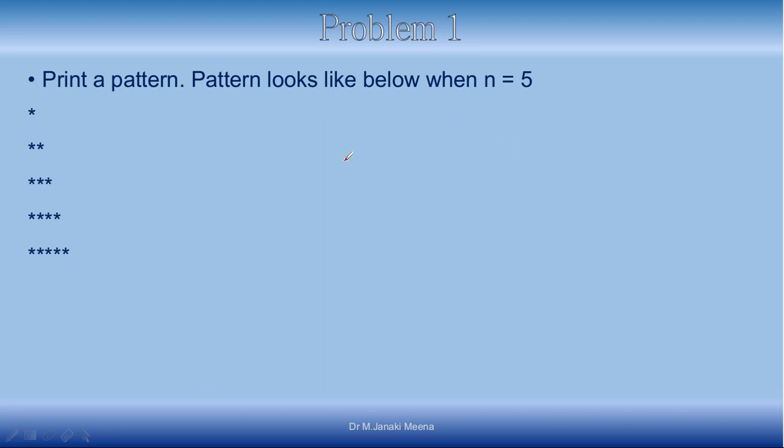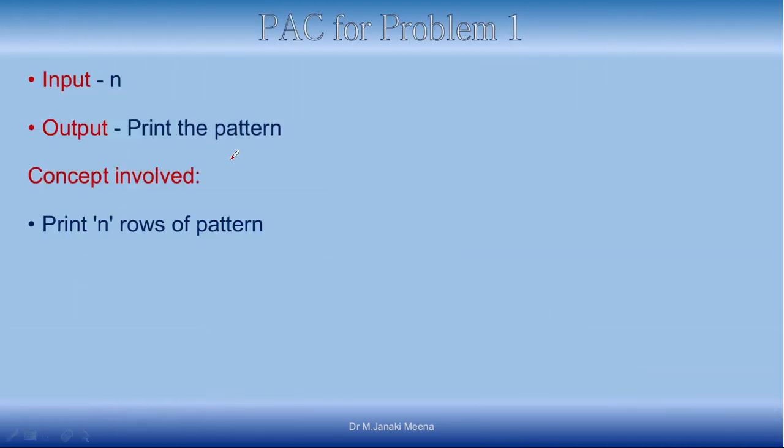Now look at this pattern. When n is equal to 5, I want to print like this. So what you can understand from here is in the first row there is 1 star, in the second row there are 2 stars, and so on, right? So we can see the PAC for this problem. N is going to be the input and the output is going to be the printed pattern.